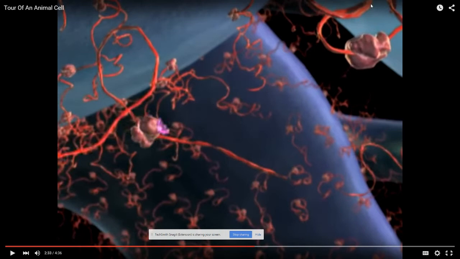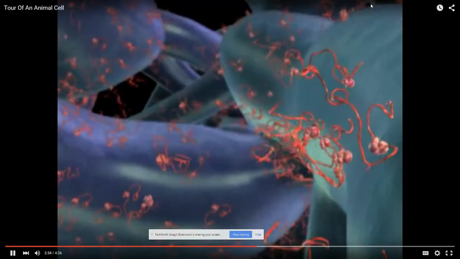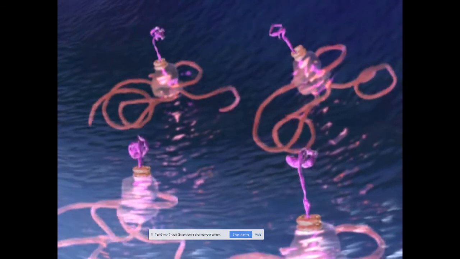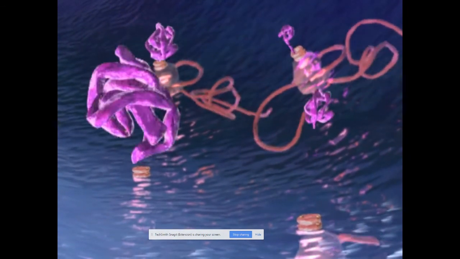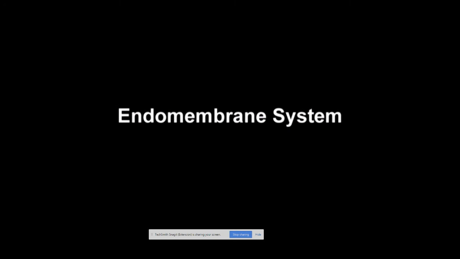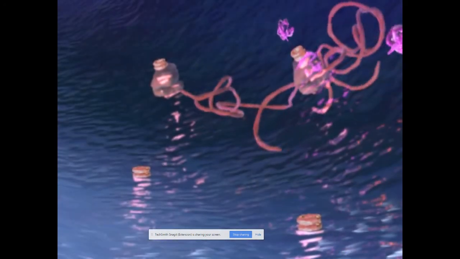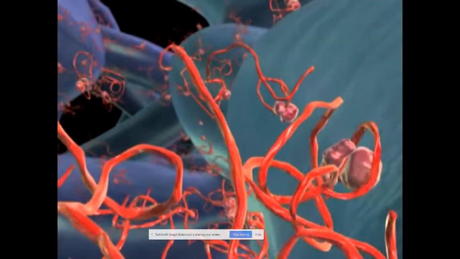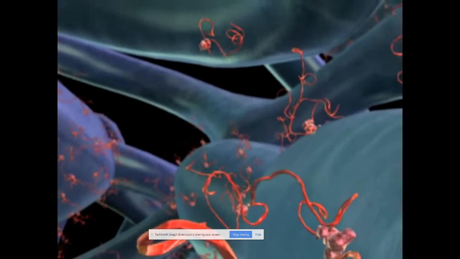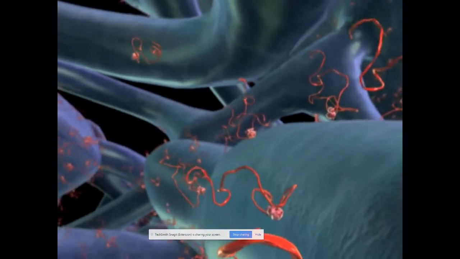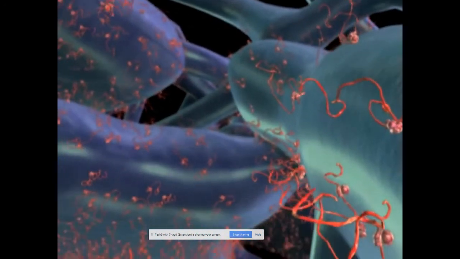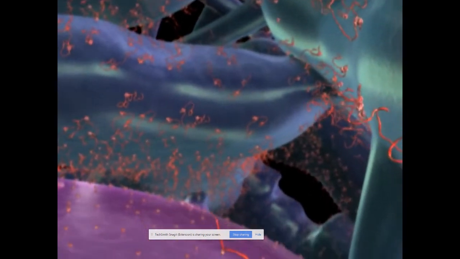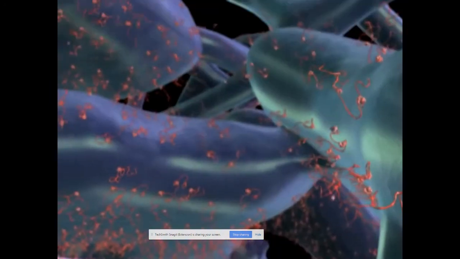Everybody okay? Protein. Some proteins stay in the cytoplasm. Others, like this one, are processed in special compartments within the cell. Protein processing and certain other metabolic activities occur in the endomembrane system, the cell's network of internal membranes. The endoplasmic reticulum, or ER, is part of the endomembrane system. There are two types of ER, rough and smooth.